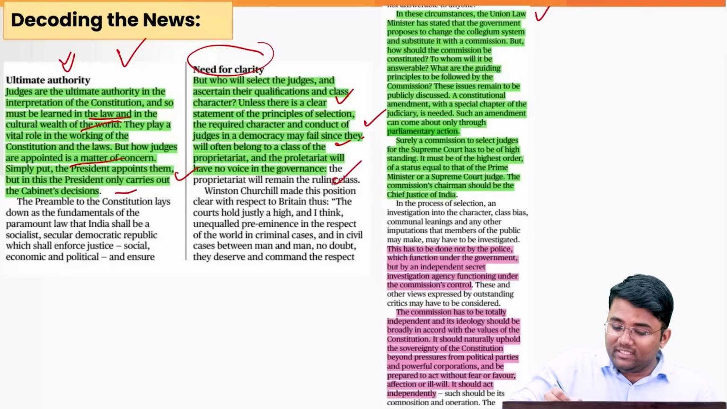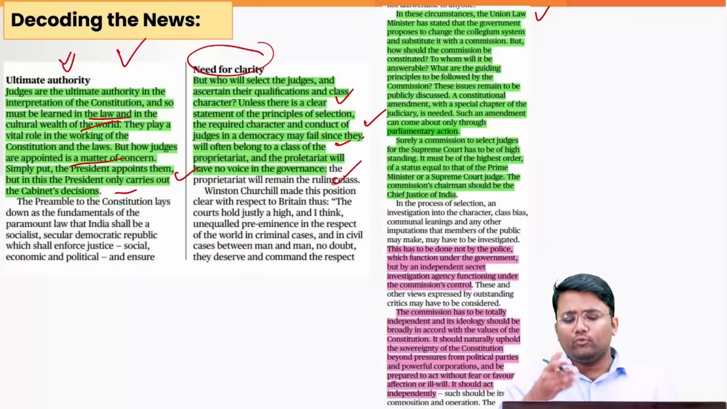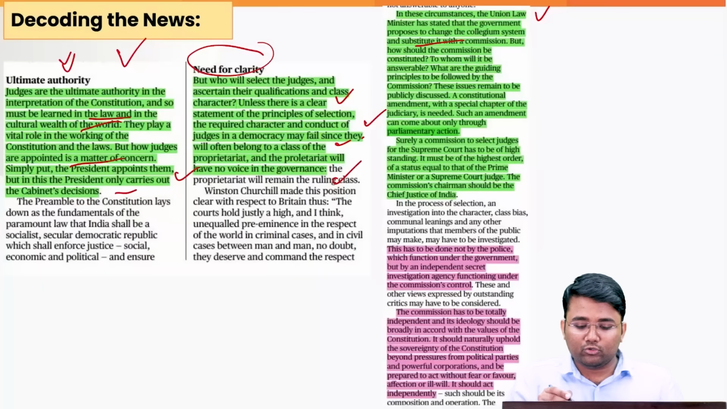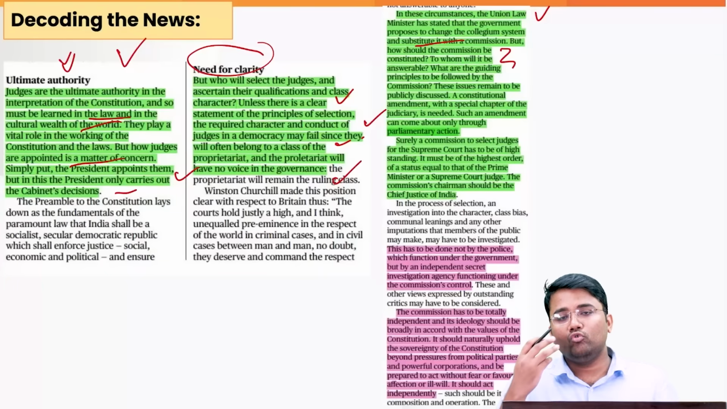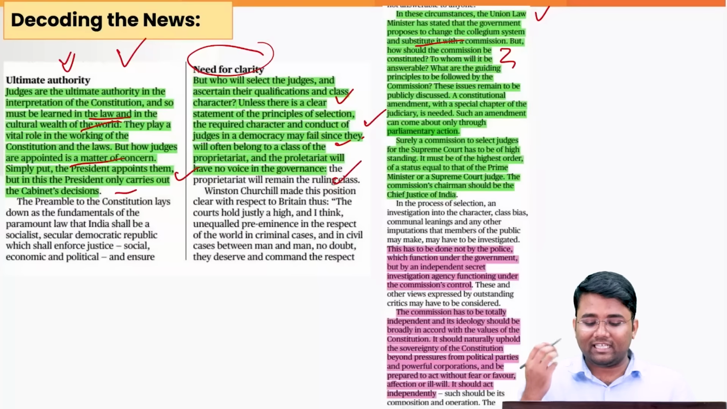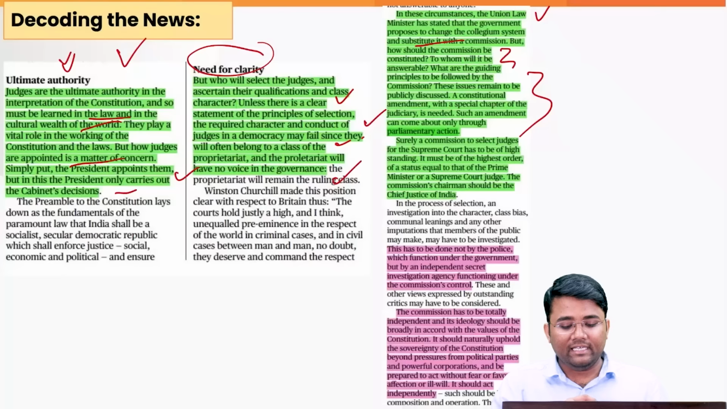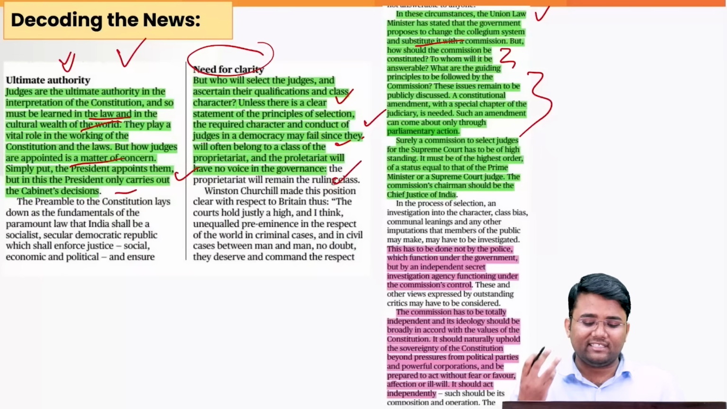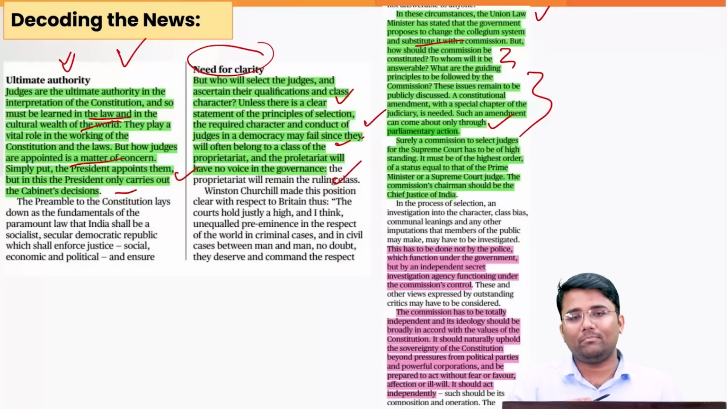The Union Law Minister has stated that the government proposes to change the collegium system and substitute it with a commission. But how should the commission be constituted? To whom will it be answerable? What are the guiding principles to be followed by the commission? These issues remain to be publicly discussed. A constitutional amendment with a special chapter on the judiciary is needed. Such an amendment can come about only through parliamentary action.